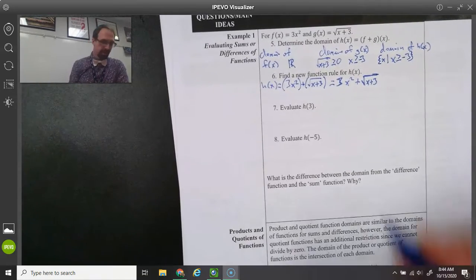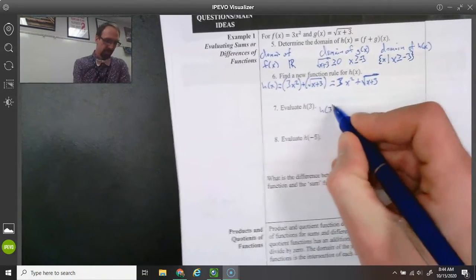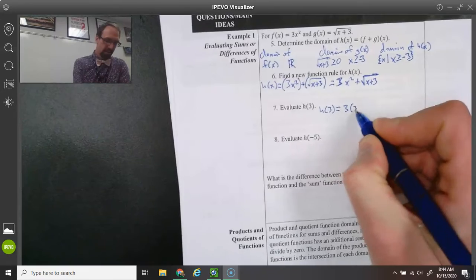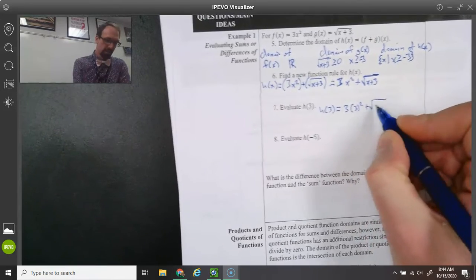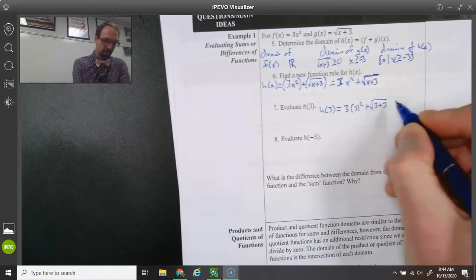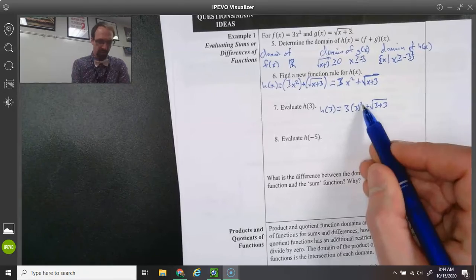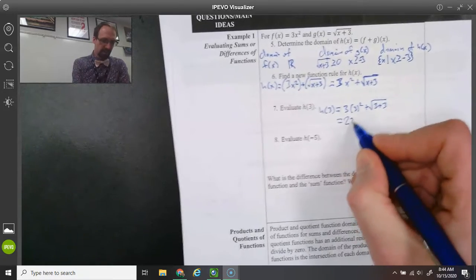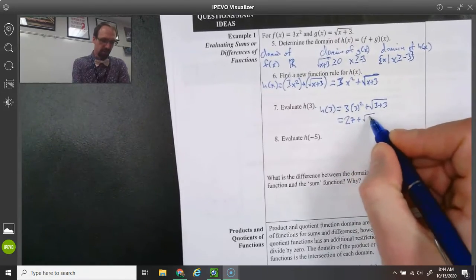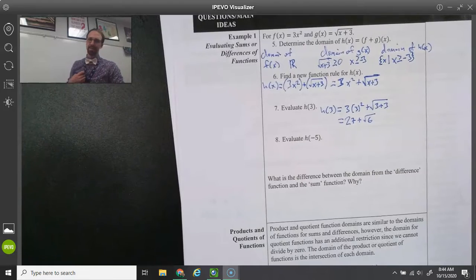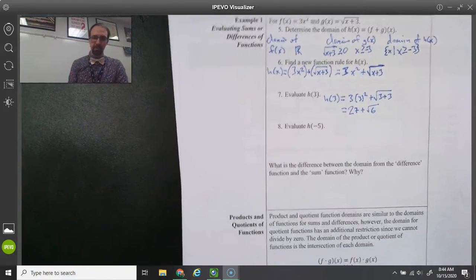Evaluate h of 3. So if I plug in 3, what do I get? h of 3 is equal to 3 times 3 squared plus square root of 3 plus 3. 3 squared is 9. 9 times 3 is 27. So I have 27 plus square root of 6. Square root of 6 is simplified. We don't need to do anything else with that, so that's done.